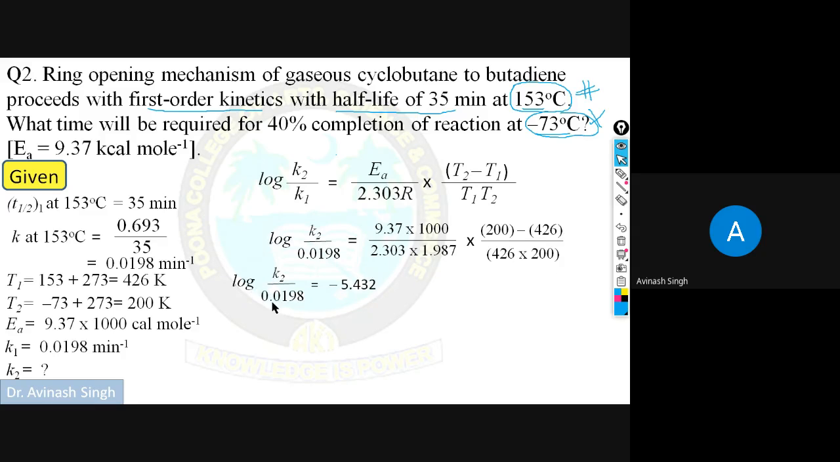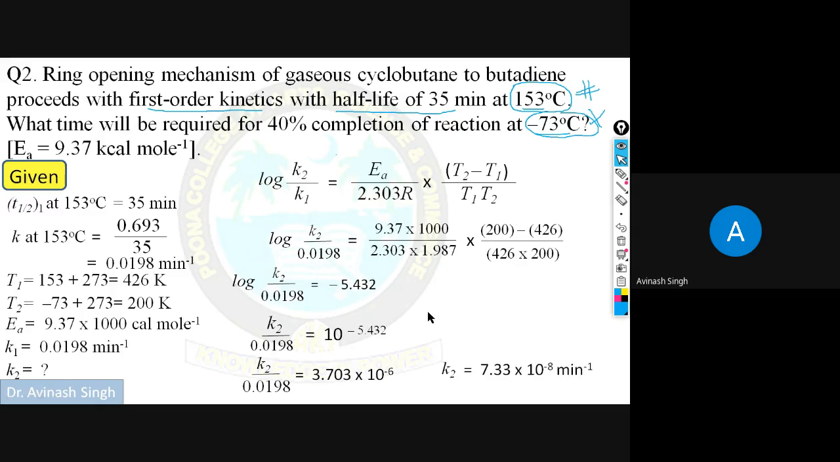So log of K2 upon 0.0198 is equal to minus 5.432. Since this is log to the base 10, K2 upon 0.0198 would be 10 raised to minus this value. Solving this with the help of a calculator, this value comes out to be 3.7 into 10 raised to minus 3. So K2 will be this number multiplied by 0.0198, which is 7.33 into 10 raised to minus 8 per minute, because K1 was in per minute.